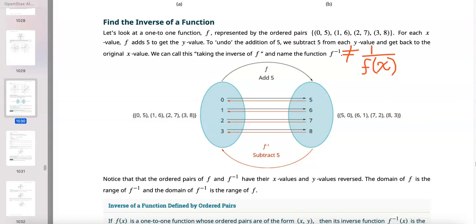But in terms of listing out the inverse function as a set, f inverse as a set is just taking the x and y values and switching them. So right here, notice that in the original function, 3 maps to 8. Well, in the inverse function, 8 maps to 3. So let's go back to my open math.